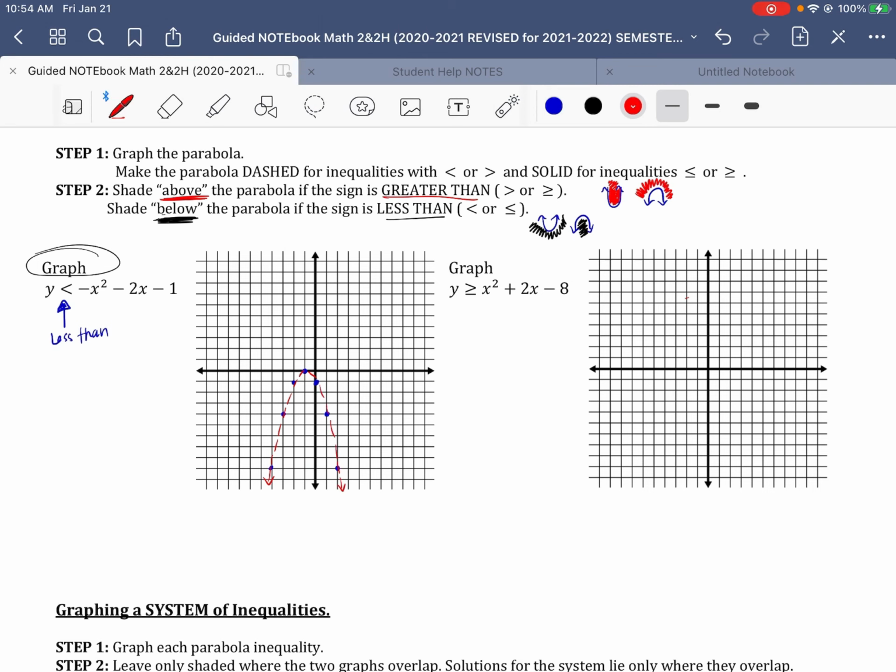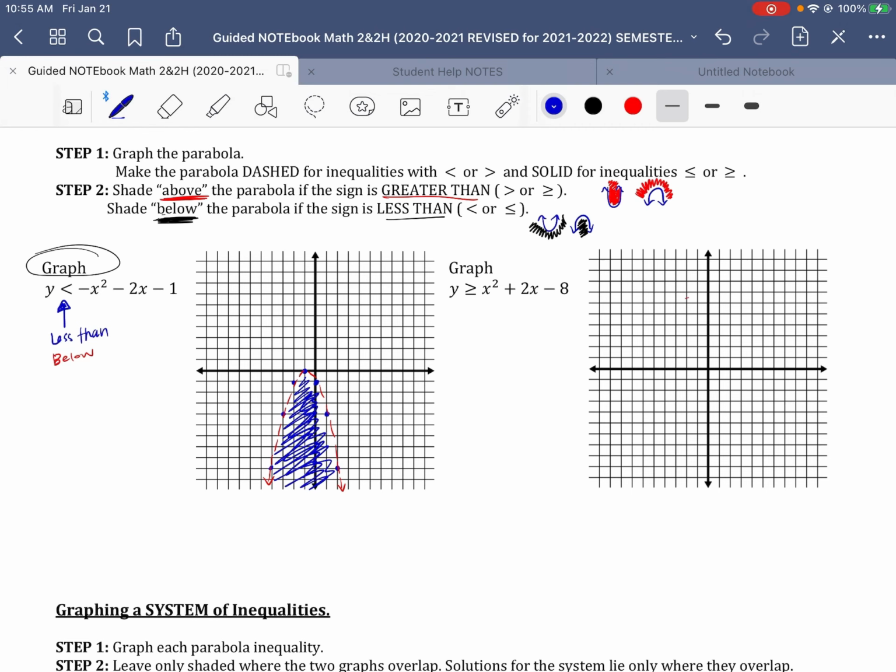And then because it's less than, I'm going to shade below the parabola. So again, if this parabola is opening down, below it would be everything underneath this parabola. So we'd shade inside in this case. Okay, let's do another one.